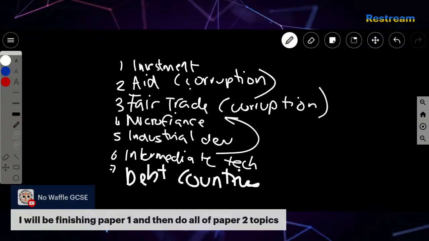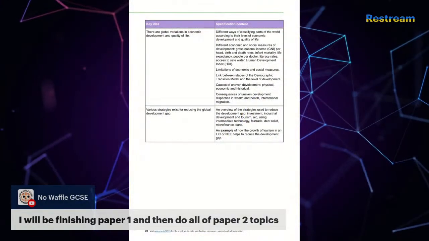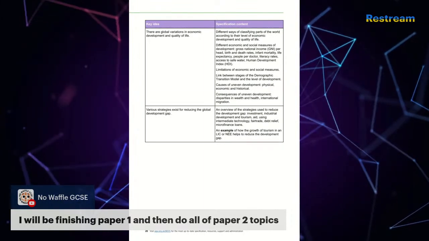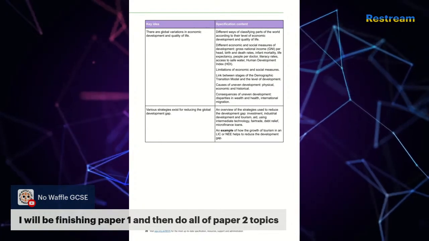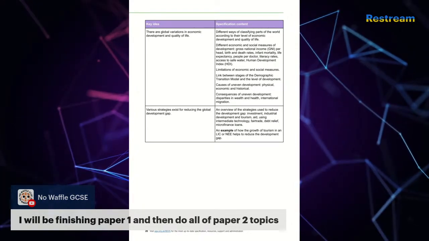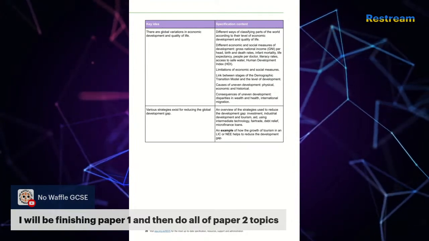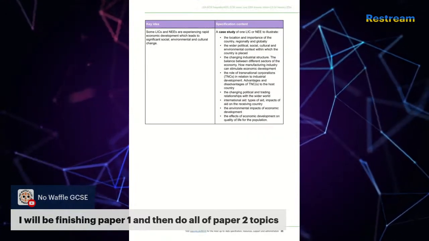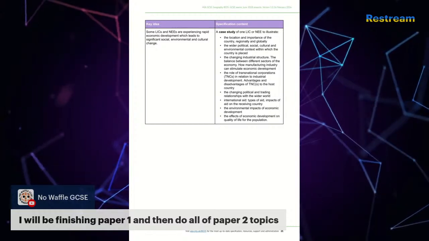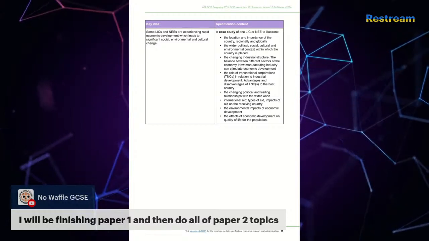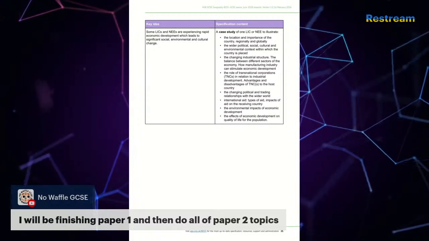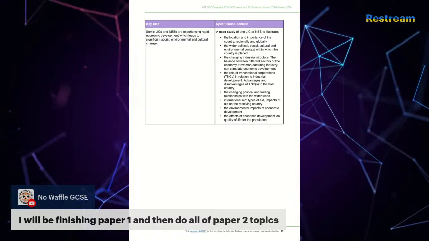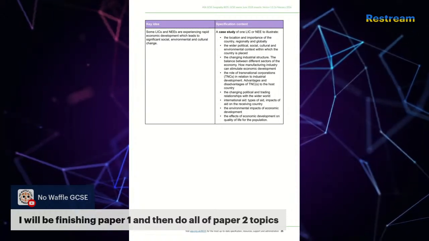Okay, so now just returning back to the specification, we've done all of the content up until that example you can see there, and that example of how the growth of tourism helps to reduce the development gap. As I said, we'll be going through that later on. Then, on the next page of the spec, it's about the economic development in a low income country or a newly emerging economy, and it's a case study. And when we return back to that later on, that will be about India.